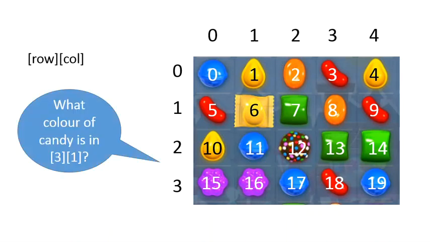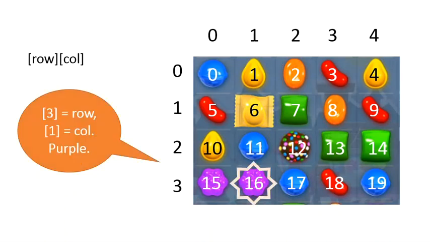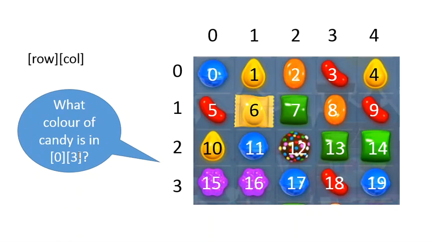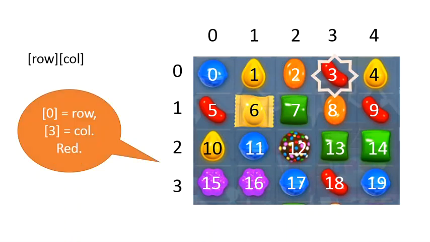Let's try another. So let's try 3, 1. So I'm going to go to the third row, here it is, and then I'm going to go over to the first column, here it is. So it's 16 and it's a purple candy. Let's try 0, 3. So I'm going to go up to the 0th row, here it is, and I'm going to go over to the third spot, here it is. So that is going to be a red candy in spot 3.